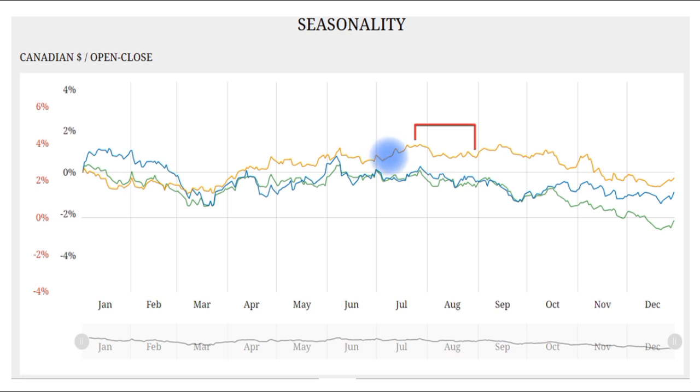So these three lines right here are showing us the seasonality of the Canadian dollar based on the 15-year historical price data, the 10-year historical price data, and also the 5-year historical price data. So what is seasonality suggesting? Based on this right here, seasonality for the Canadian dollar was showing that we should see a price top formation in the month of July, the latter part of the month, and then we should see a drop down into the month of August.